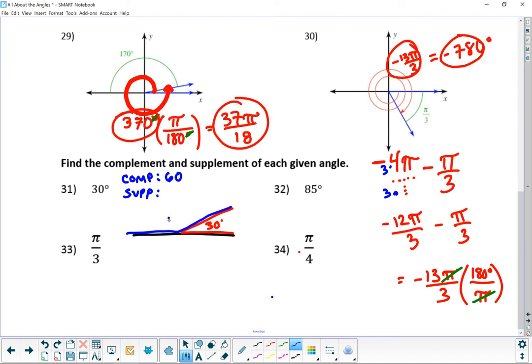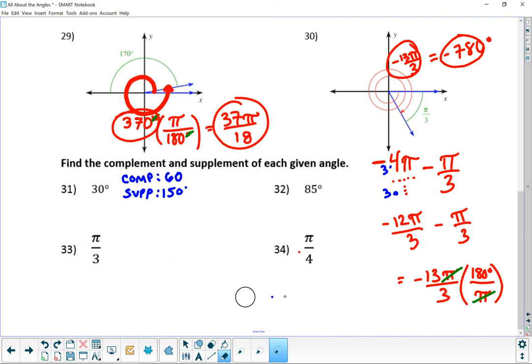So how much is this right here? Well, this has to be 150 degrees because supplementary is going to be out of 180 degrees. You can also do 180 degrees minus the 30 degrees that they give you, and you get 150. So the supplement is 150 degrees. The complement is 60 degrees.